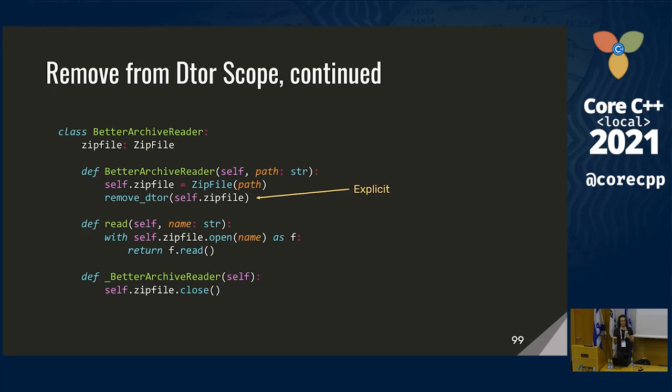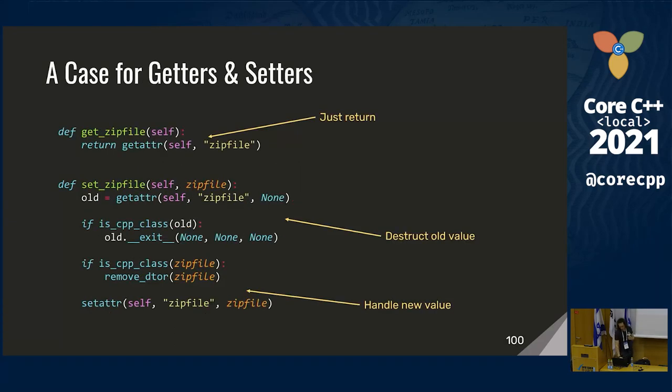Now we're good, and everything works, and the object survives the end of the scope, and we already get destructed when we close, sorry, when we destruct the archive reader. But it's still explicit, and we don't like explicit code. One thing that's common to do in those cases is write getters and setters. After all, we have a lot of functionality that we need to do whenever we change the member. The getter in our case is going to be very simple. We just return the value.